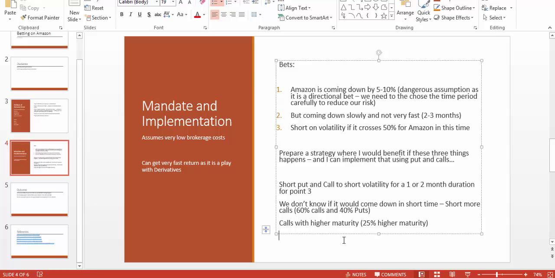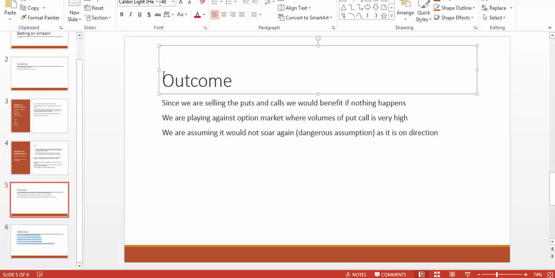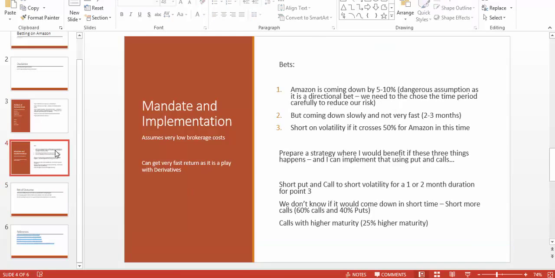If I'm short on the stock, which means that I believe it would come down, I will sell more calls, because if it comes down, then I'll get the call premium. So I'll short calls with a maturity of 25%. So this is how I would benefit from those bets. Now, if you have a different set of bet outcomes, you could implement that too.